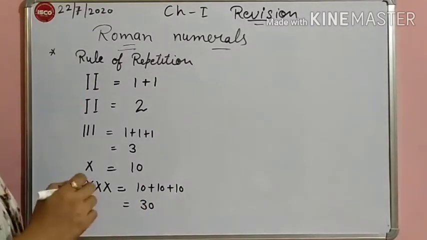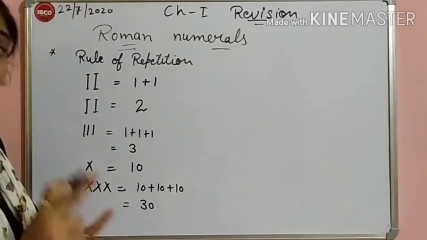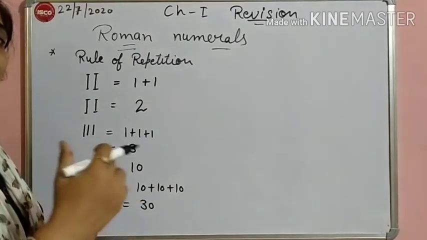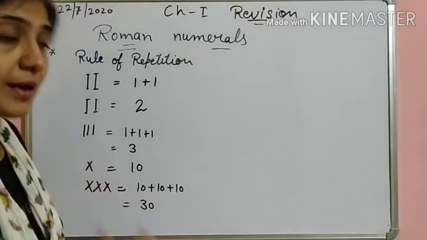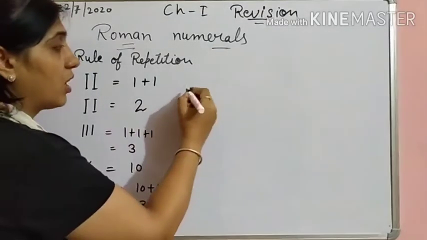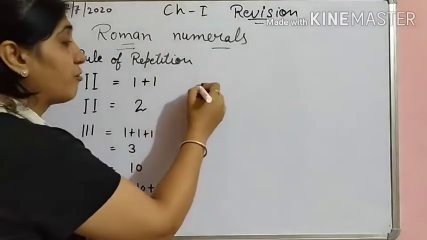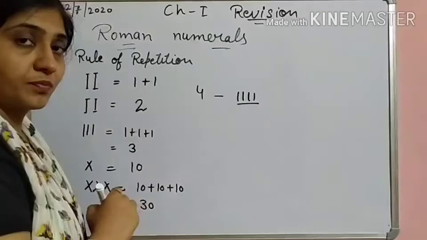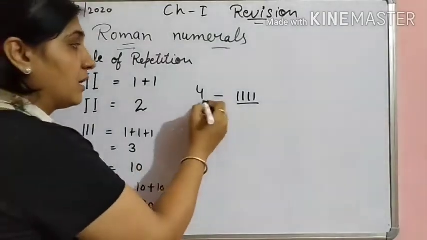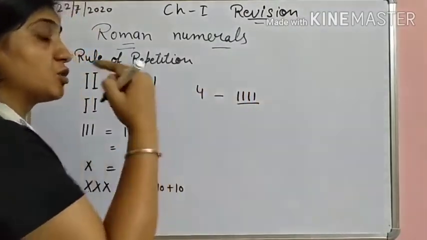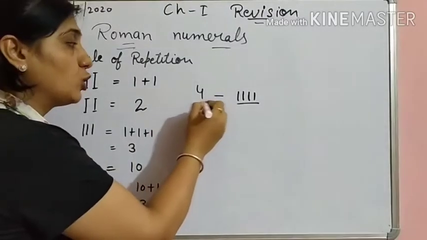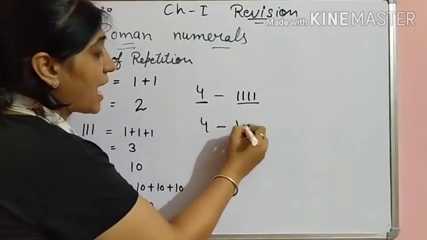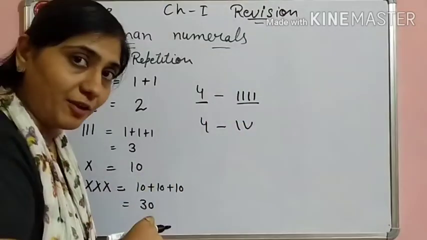And second thing, in Roman numerals, no symbol can be repeated more than 3 times. That means we cannot repeat a symbol more than 3 times. See, when I have to write 4, I will not write it in this way. There is a different way. We will write 4 as IV. And how? I will tell you now.